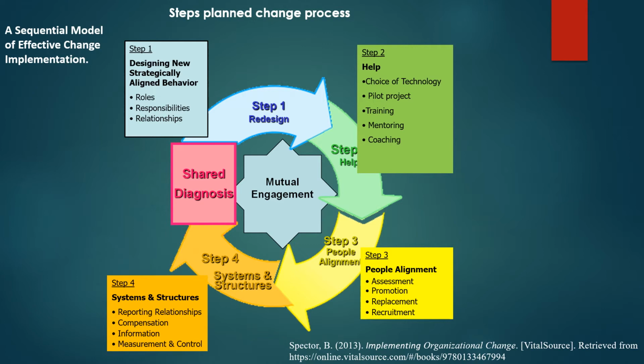The third step will be people alignment. Then we will do all types of assessment, and we will do promotion, replacement and recruitment with people that will align with the new behavior and with the new process. The last step, the fourth step, will be the systems and structures.